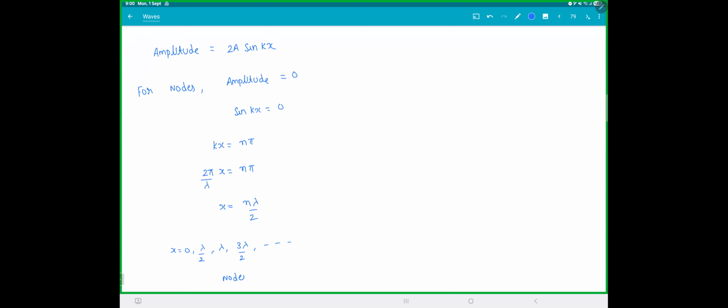And you can clearly see the distance between two nodes is lambda by 2. Isn't this what we proved with pictures? We proved the same thing mathematically. So for every distance of lambda by 2, you will find a node.